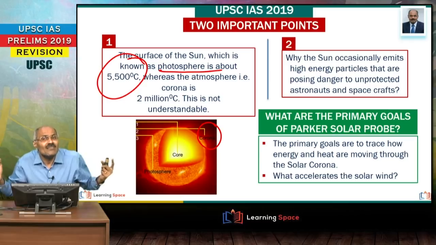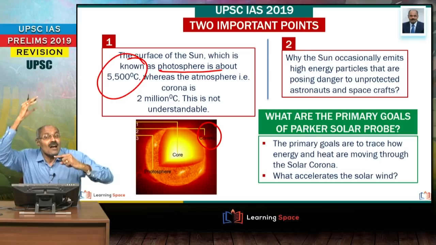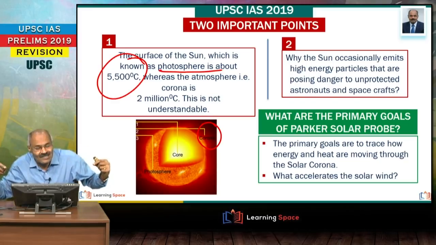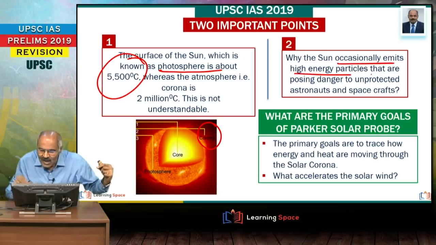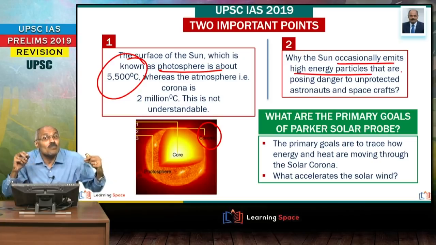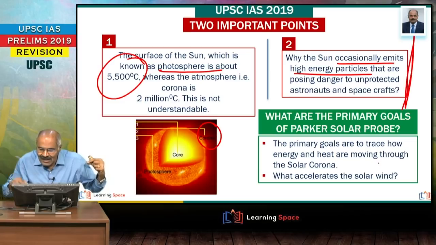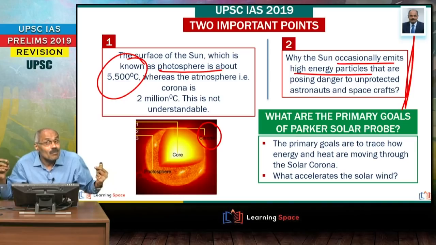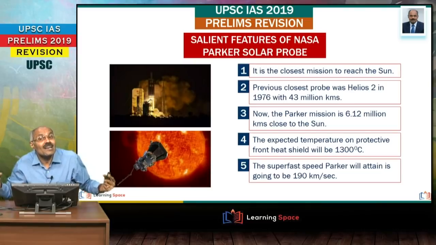What is this mystery? The surface temperature is abysmally low in comparison to the atmosphere temperature of the Sun. What is this mystery? And this experiment is going to throw some light on this. Second one is, the Sun occasionally emits high energy particles, and here what about these high energy particles? So these mysteries are going to be unraveled through this Parker Solar Probe, right?